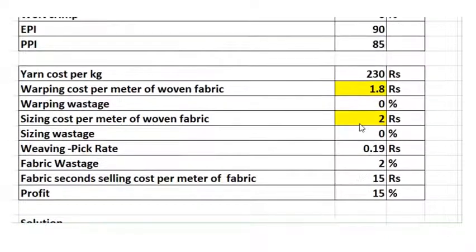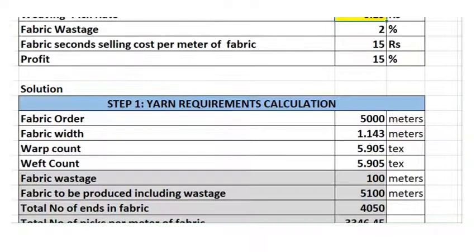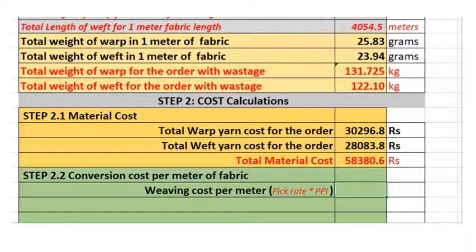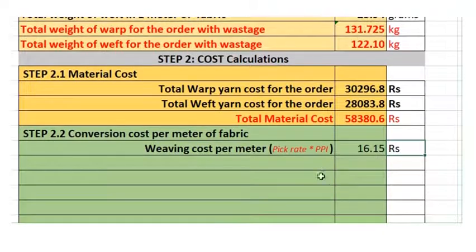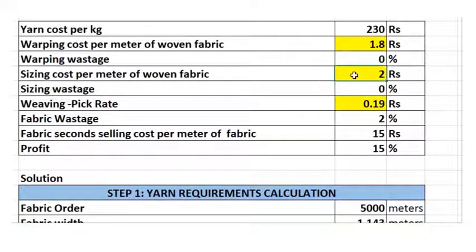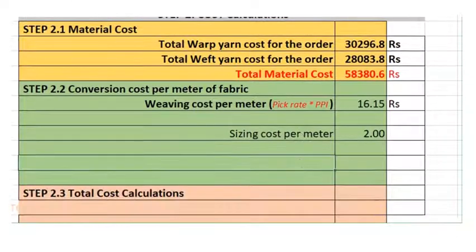Pick rate is 0.19 into PPA is 85. So 85 into 0.19, we will get the weaving cost per meter of fabric, which is 16.15 rupees. Then let us calculate the sizing cost for this order. Sizing cost per meter is already given in the question as rupees 2. And also the warping cost per meter is given as 1.8.